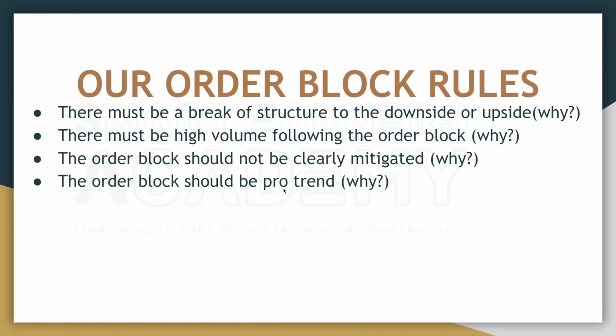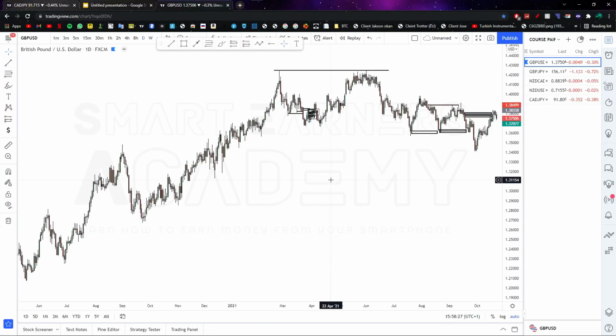And lastly, the order block should be pro-trend. Now, you don't always have to follow this rule. It's good to follow this rule because you're less likely to get stopped out. But yeah, the order block should be pro-trend, though it doesn't have to be. So now let's move on to the charts.